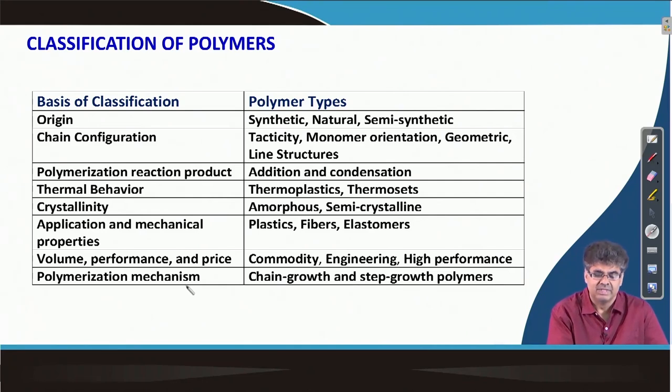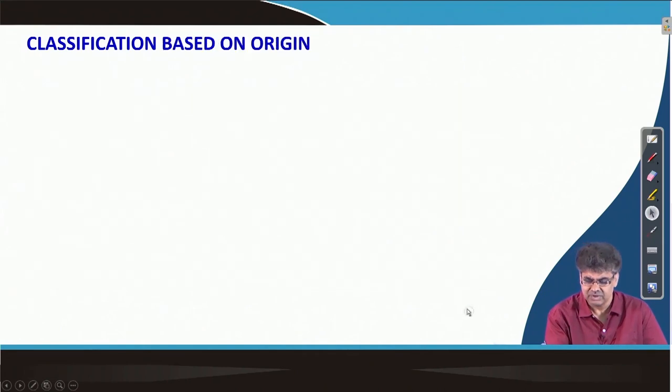So, whether the students are remembering what is the basis is not that important. What is important is that students should actually remember all these types of polymers which are mentioned on the right side, right column. So, now we will talk about the different types of classification, based on, for example, in the first case, we talk about based on origin.